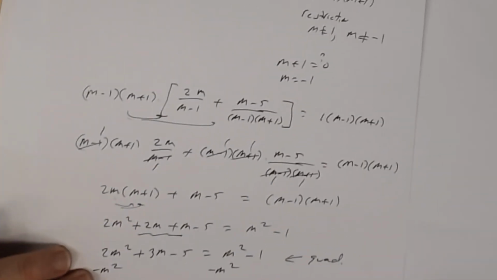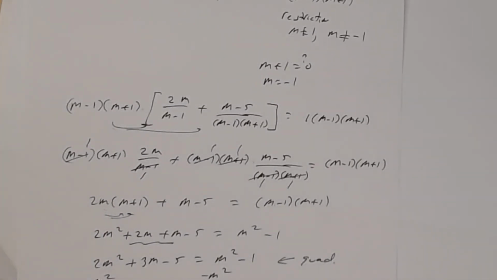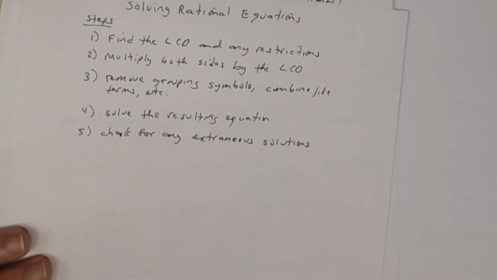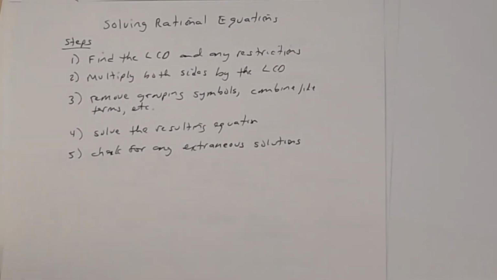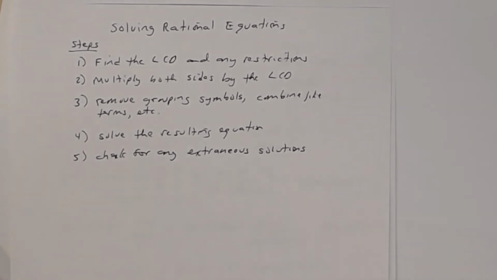Okay? All right, so that is solving rational equations by multiplying both sides by the least common denominator.